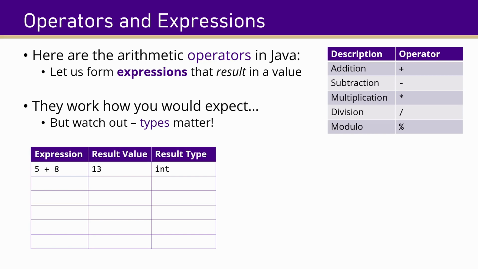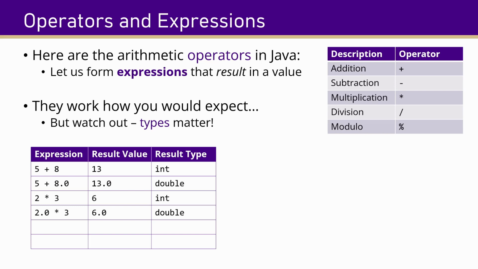First of all, if you add 5 plus 8, which are both ints, you would get 13 as a result, which is also an int. But if you added 5 plus 8.0, you would still get the result 13, except that it's double. 2 times 3 would give you the int 6, but 2.0 times 3 would give you the double 6.0 as a result. See the pattern here?